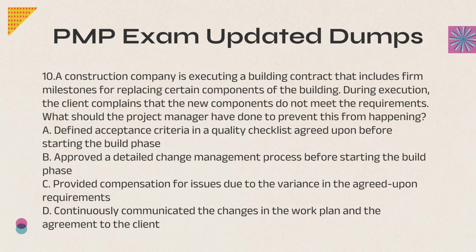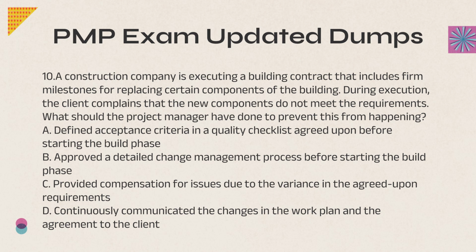10. A construction company is executing a building contract that includes firm milestones for replacing certain components of the building. During execution, the client complains that the new components do not meet the requirements. What should the project manager have done to prevent this from happening?